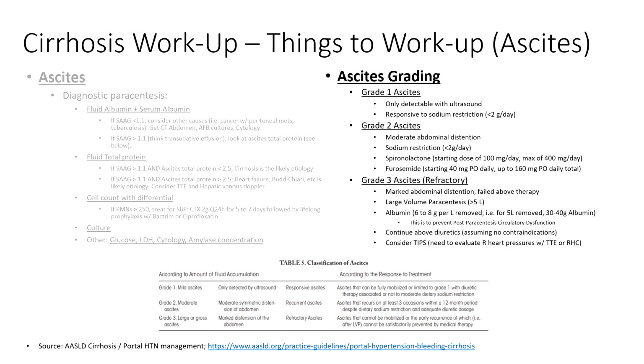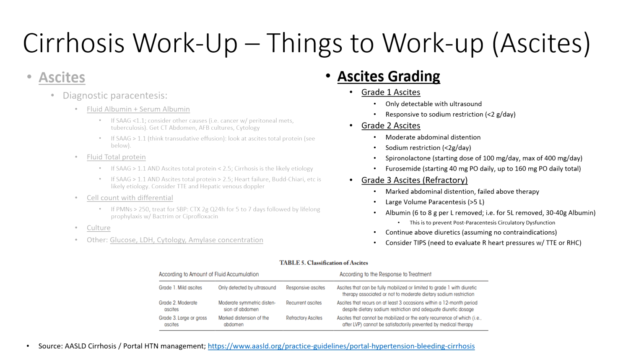It's also important to grade the ascites, since this determines management. Grade 1 or subclinical ascites, which was likely picked up incidentally on imaging, should improve with sodium restriction of less than 2 grams per day. Grade 2 ascites presents with moderate abdominal distension and is usually treated with Lasix and spironolactone in addition to sodium restriction.